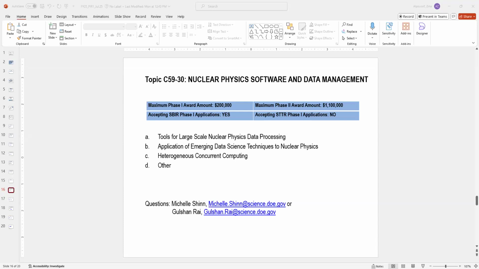I would think that would stay in C, don't you, Gulshan? I think that should be, yeah, that would be under C. Yeah, we have to be careful because if they submit to the wrong one. And then the other thing, are there any needs for radiation hardened compute? And the answer is no.